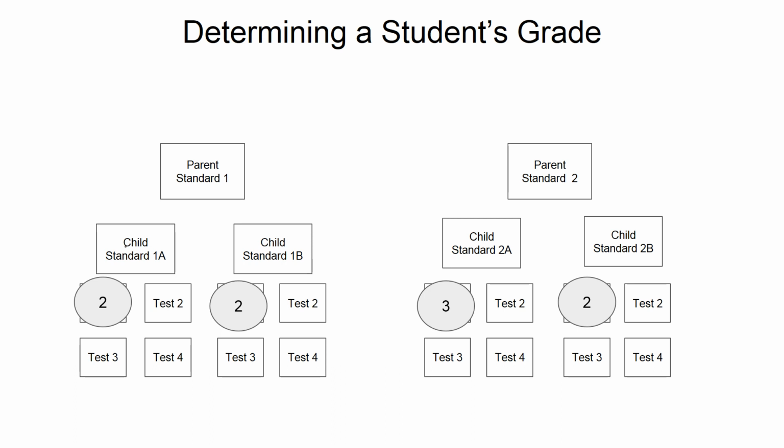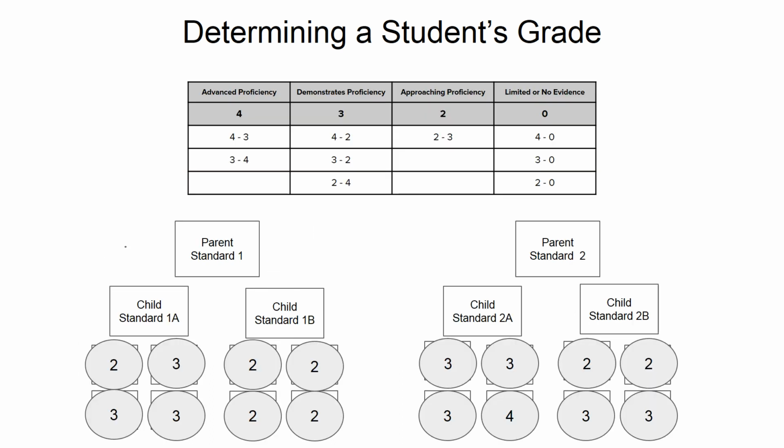standard 2A. Now let's fill in a few more scores to fill out a marking period, such as the first quarter. Our student has now taken 4 assessments during quarter 1, and you can see his combination of scores on each test for each child standard.